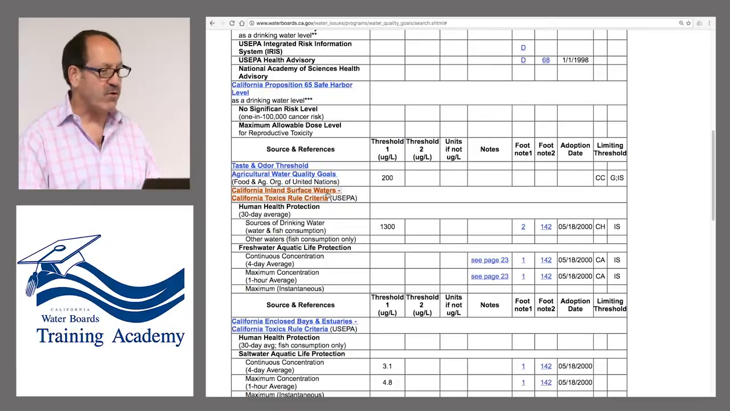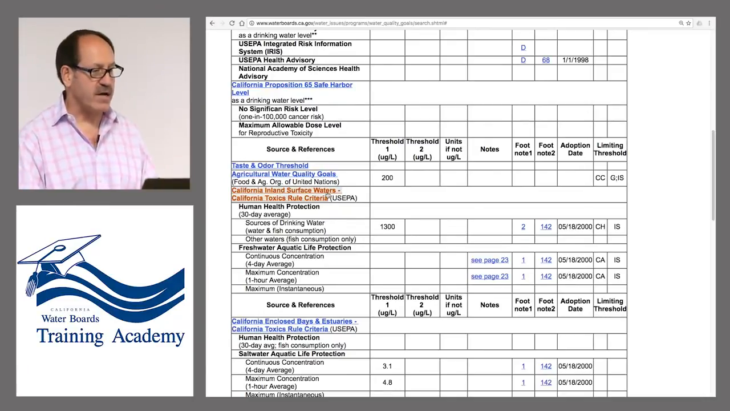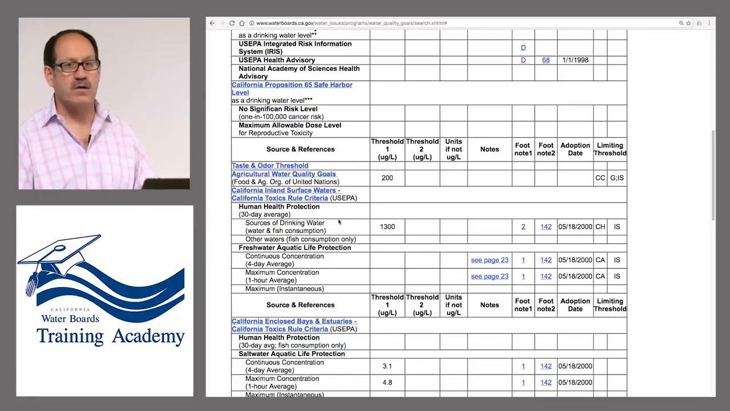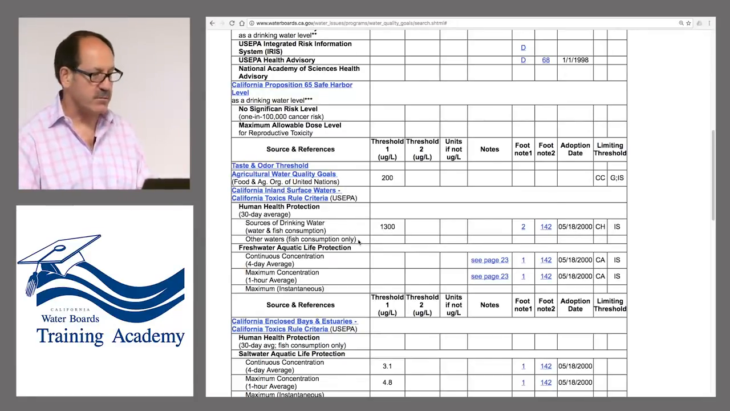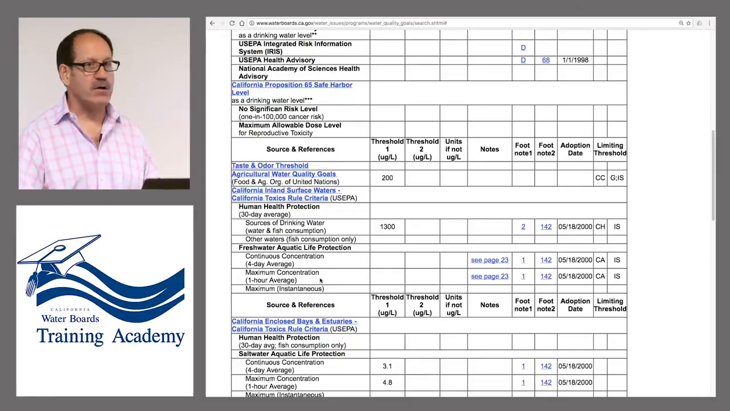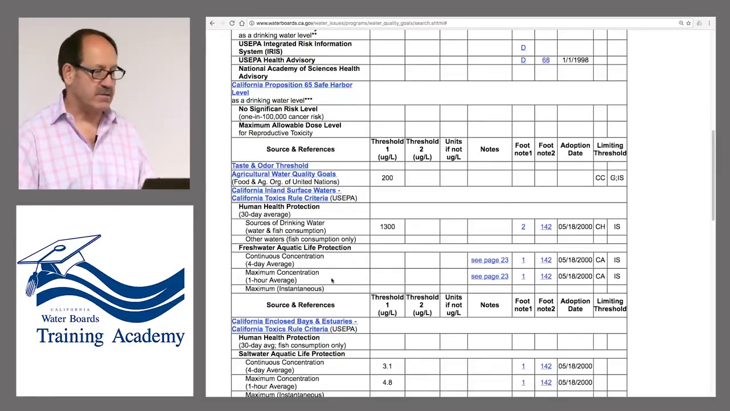So we have for inland surface waters, the human health values, those that are based on drinking the water plus eating fish for MUN waters, and those that are based on just eating fish for waters that are not municipal or domestic supply. And then the aquatic life protective CTR criteria, the 4-day average chronic number, the 1-hour average acute toxicity number, and some of them are expressed as maxima, instantaneous maxima.